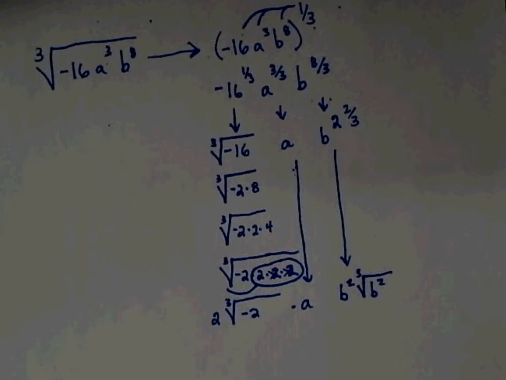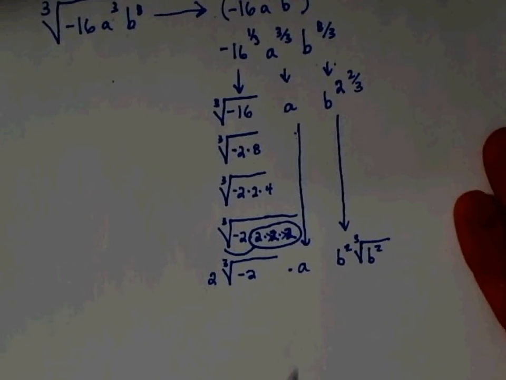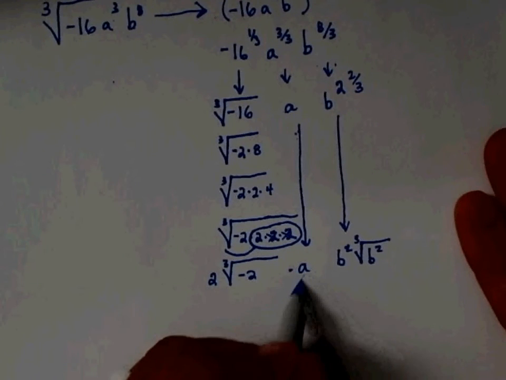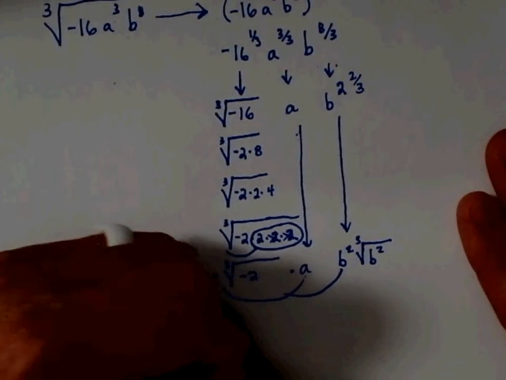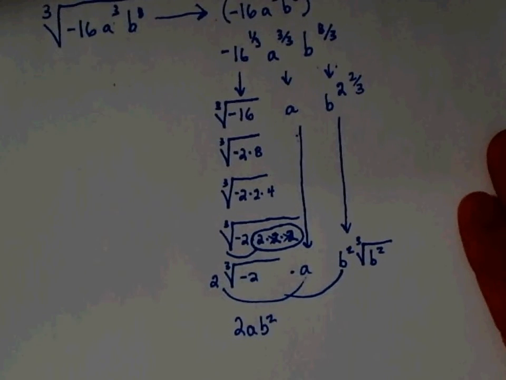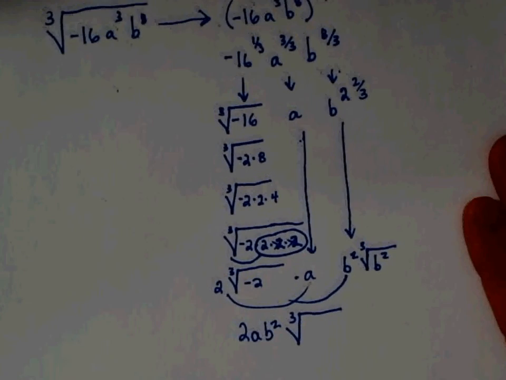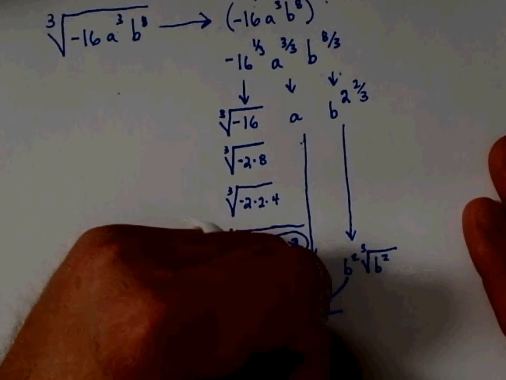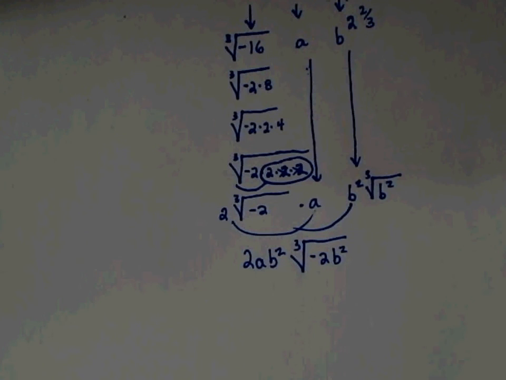Correct? All right. And so now let's put all this together down here at the bottom to write our simplified form. What's on the outside? 2 and an a, b squared. So I have 2a b squared on the outside. And what's left underneath? The cube root of what? B squared. No, negative 2. Negative 2b squared. There you go. Sorry. Everybody good?